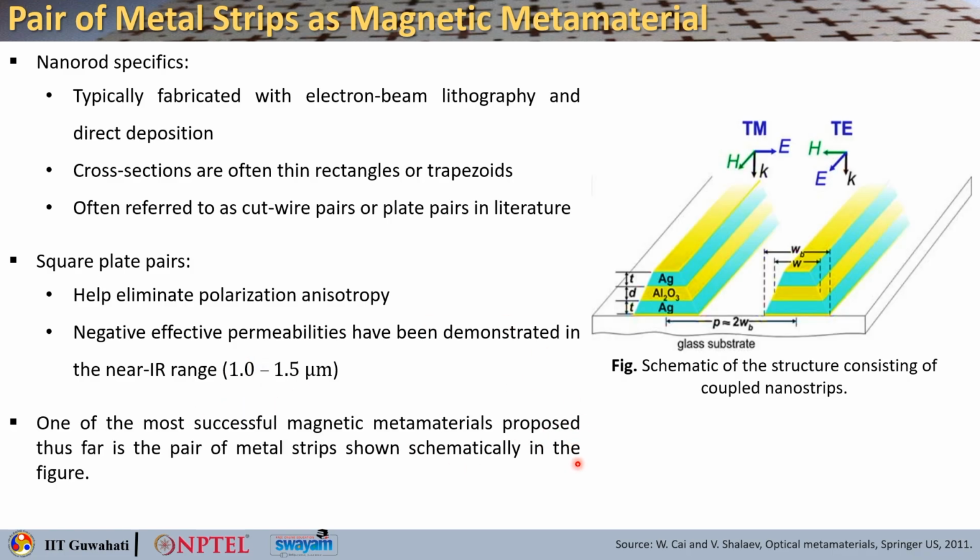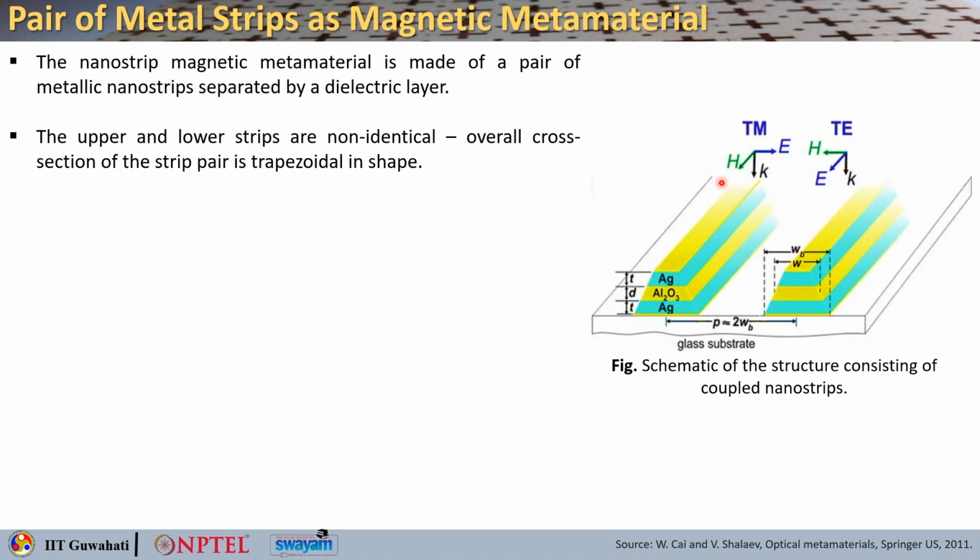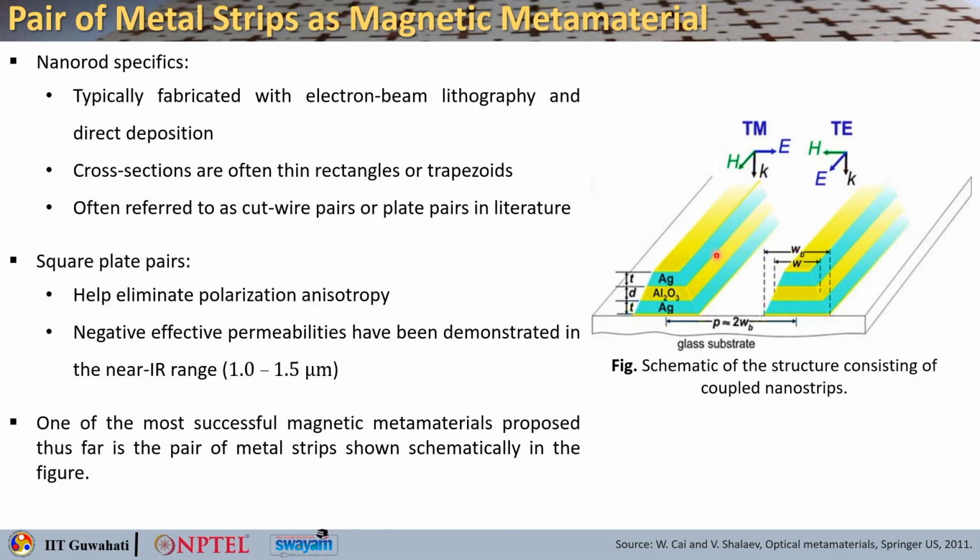One of the most successful magnetic metamaterials proposed thus far is a pair of metallic strips, which are shown here. You can see this is a gold strip, then you have an alumina spacer that is separating the bottom and the top strip. This is typically a trapezoidal cross section, and these are the two possible polarizations. Here the magnetic field is along the length, so it is TM. We can see that in the next one also. Here you have the magnetic field along the length, and here you have the magnetic field across the length.